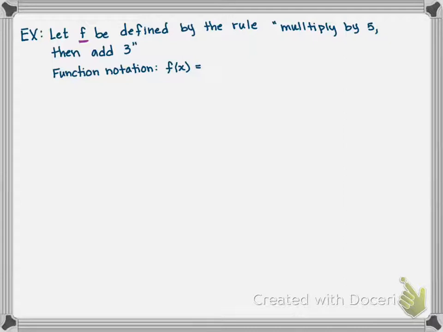So x is my input, now I have to apply that rule to it. So starting with x, I'm going to multiply by 5. That gets me 5x. You can write it as x times 5, but as far as working with these algebraically, we're more used to seeing x times 5 as 5x. So I usually just do that switch and then add 3. So f takes an input of x, multiplies it by 5, adds 3, and gets 5x plus 3 as the output. So we can then evaluate this function.